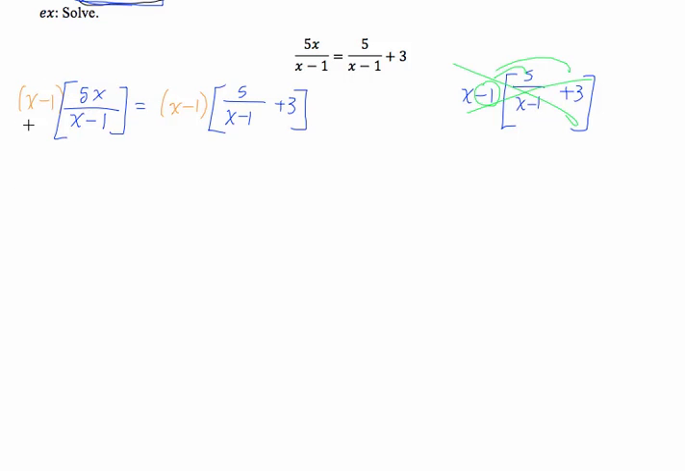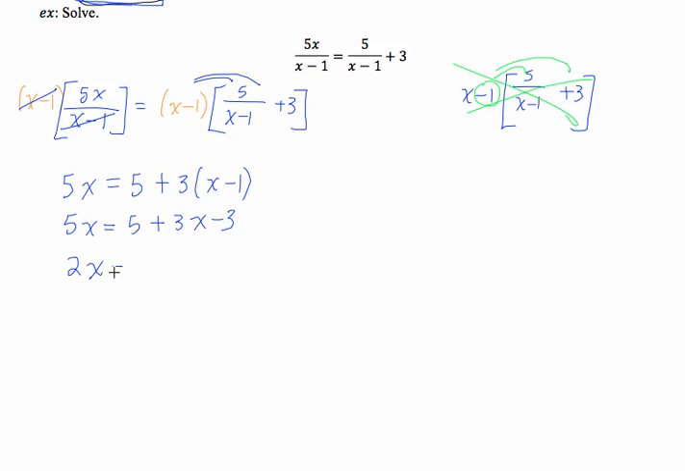Okay, so then over here on the left side, x minus 1 over x minus 1 cancels. And over here we've got to distribute. So we have 5x equals x minus 1 times 5 over x minus 1. The x minus 1's cancel. We just get 5. And then multiplying it over here, it'll be 3 times x minus 1. This is a fairly simple linear equation as well. So we get 5x equals 5 plus 3x minus 3. We'll just solve this linear equation. So moving this 3x over, we get 2x equals 5 minus 3, which is 2. So we get x equals 1.